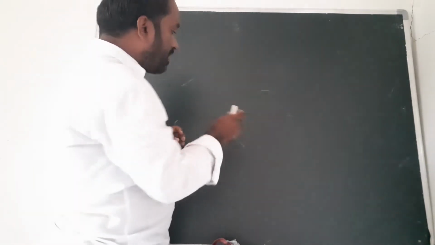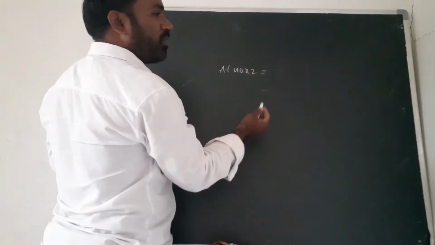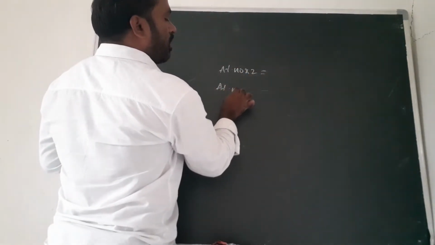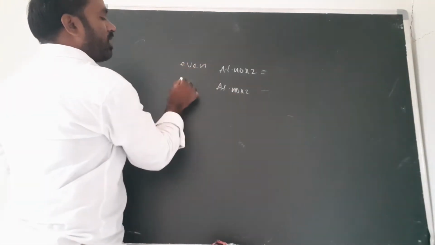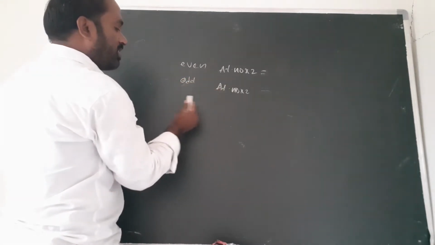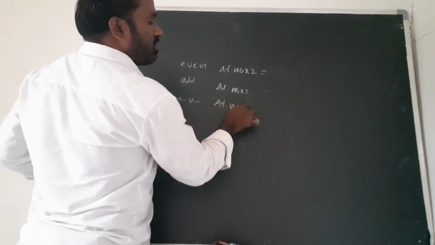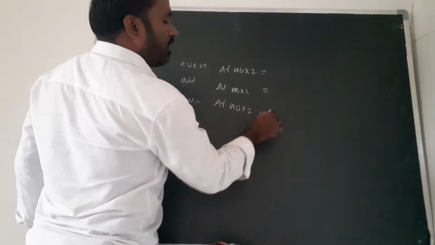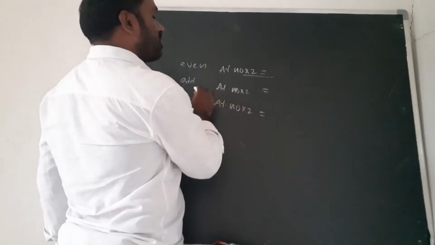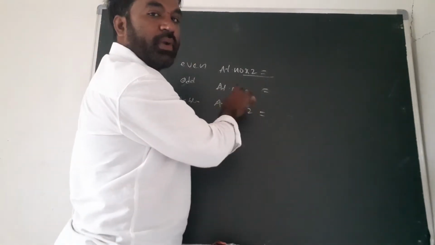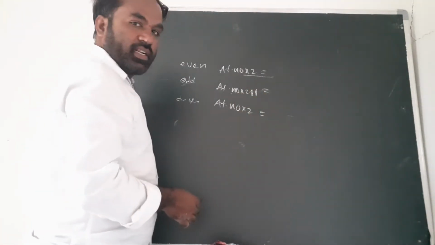The trick is to multiply the atomic number by 2. The atomic number is multiplied by 2. Here there are even atomic numbers, odd atomic numbers, and the third type is for d block elements. For d block elements also, just multiply by 2. For even numbers, no need to add anything, but for odd numbers, multiply the atomic number by 2 and add 1.